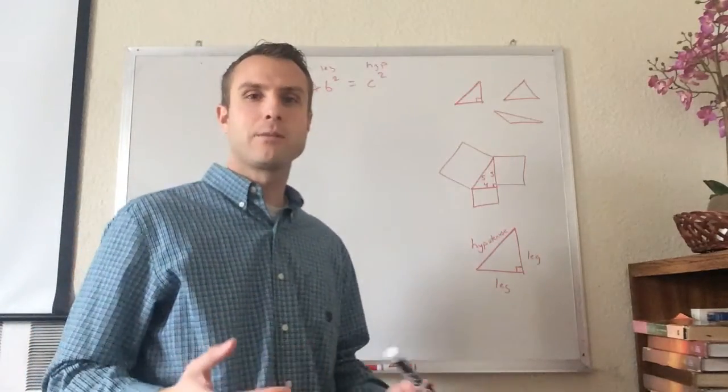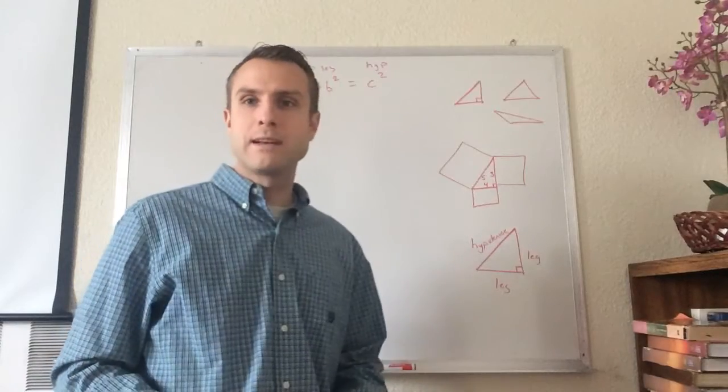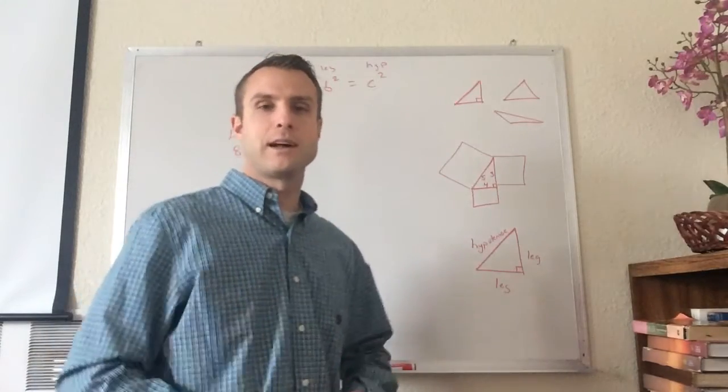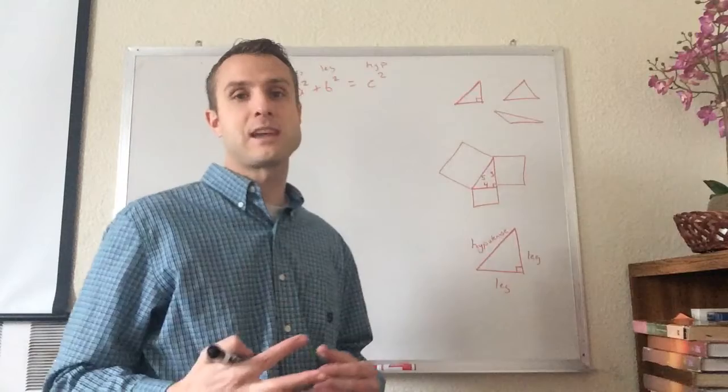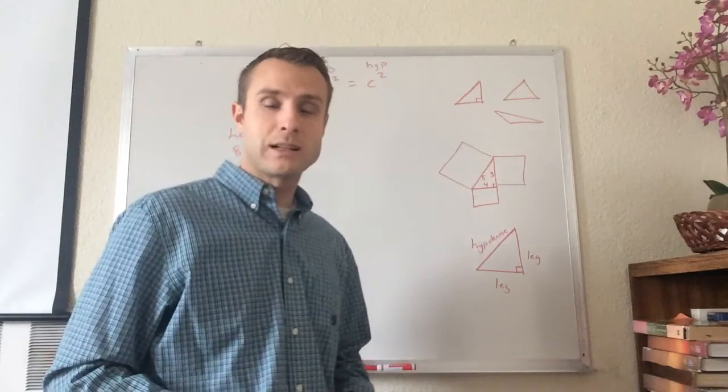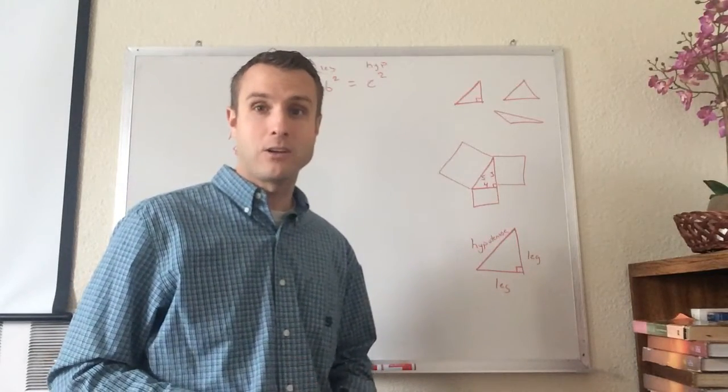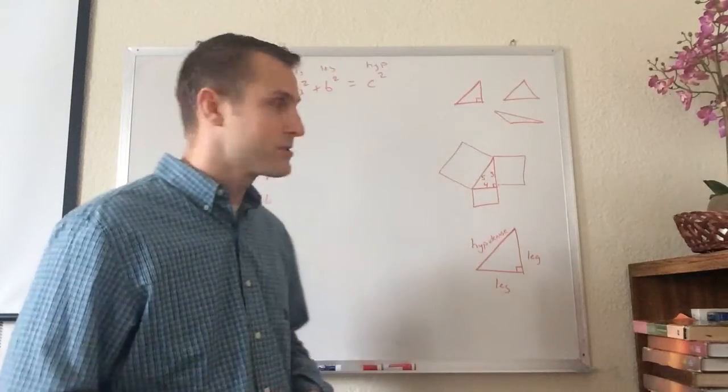So we have to remember a little bit about triangles. Remember, when we classify triangles, there are two ways to classify them, by their angles and by their sides. The Pythagorean theorem deals with classifying triangles by their angles. So there are three different types of triangles by their angles.